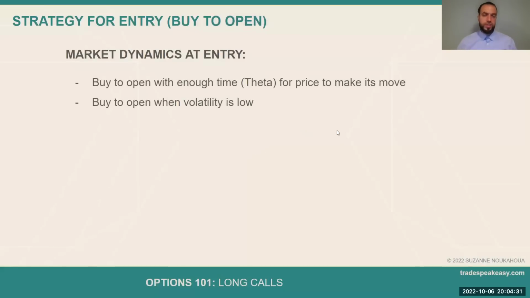So we've talked about this, but just to drive the point home, when we enter a trade, we want to buy with enough time for price to make its move. That means we're paying for that theta the way that we discussed, to make sure that it's not working against us too fast. We want to buy to open when volatility is low. This strategy this week wouldn't have worked because price just accelerated so fast on Monday.